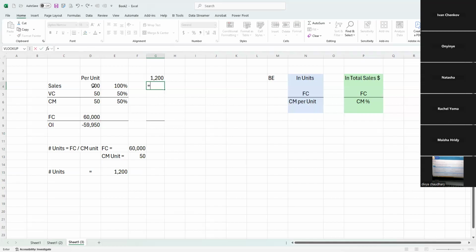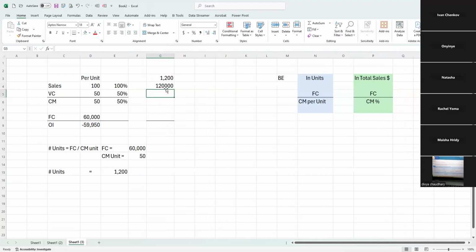My sales will be this one times that one. Let's make it a little bit bigger. 120,000. My variable cost will be 50 times this one, so it's going to be that much. My contribution margin will be this one minus that one. My fixed cost is going to stay the same, right? Fixed cost is fixed cost. And my operating income is equal to 0. So I'm not losing money, I'm not making money, I'm perfectly 0. Correct?